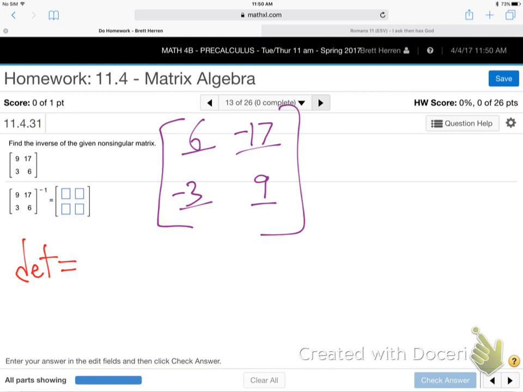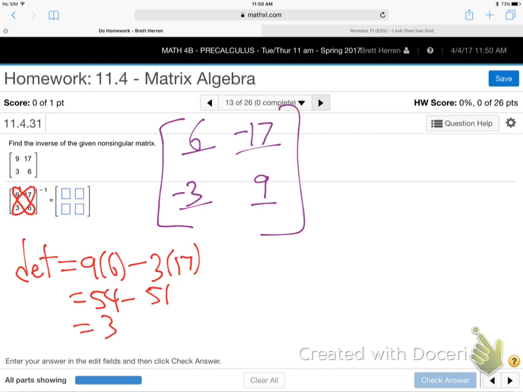I switched the main diagonal, right? I changed the signs on the other diagonal. And then what's the determinant? Well, it's main diagonal, 9 times 6, minus other diagonal, 3 times 17. Which is what, 54 minus 51, just 3? I think I did that right, 54, 51.